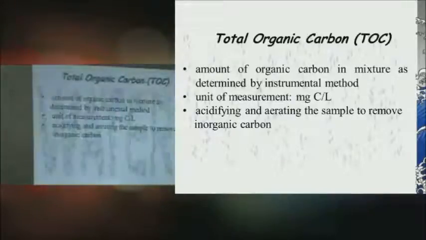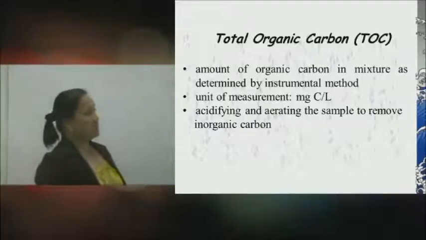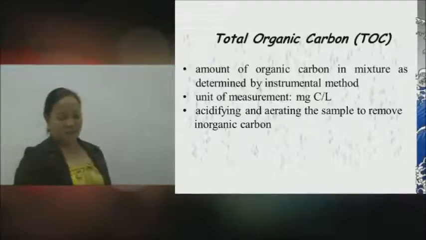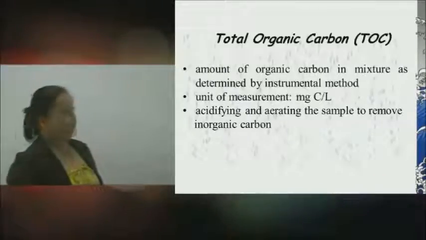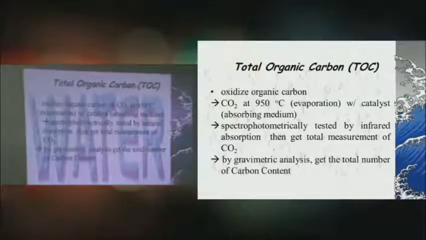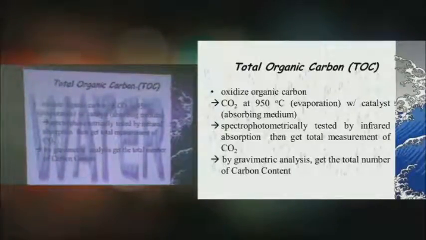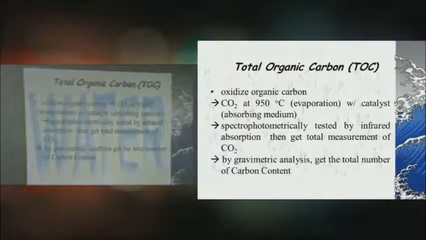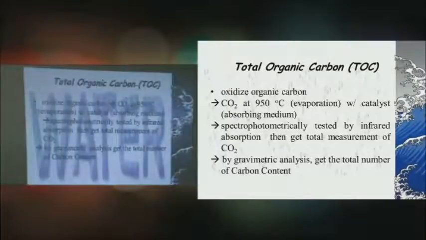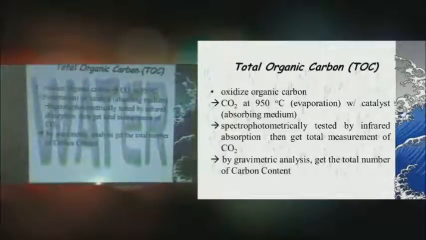The next chemical organic property is TOC, or known as total organic carbon. This is the amount of organic carbon in mixture as determined by instrumental method. You can measure this by acidifying and aerating the sample to remove inorganic carbon. Now, how is it done in the laboratory? You oxidize the organic carbon to convert it to CO2, and then at this state, with the presence of catalysis and absorbing medium, we determine the concentration of CO2 using spectrophotometer. Then we compute for the carbon content using gravimetric analysis.